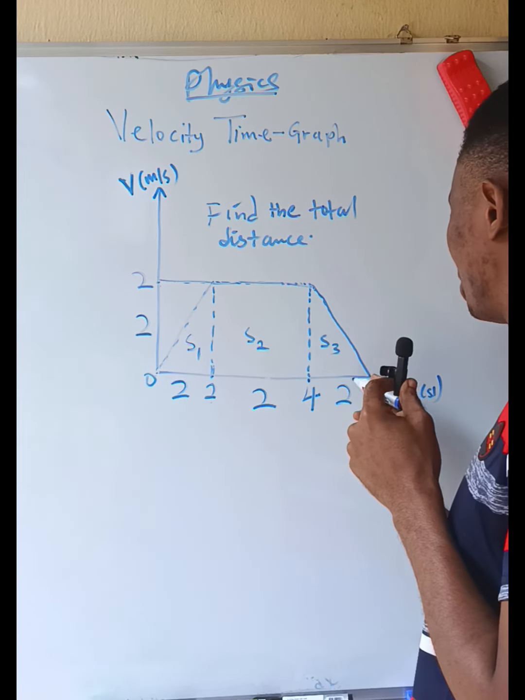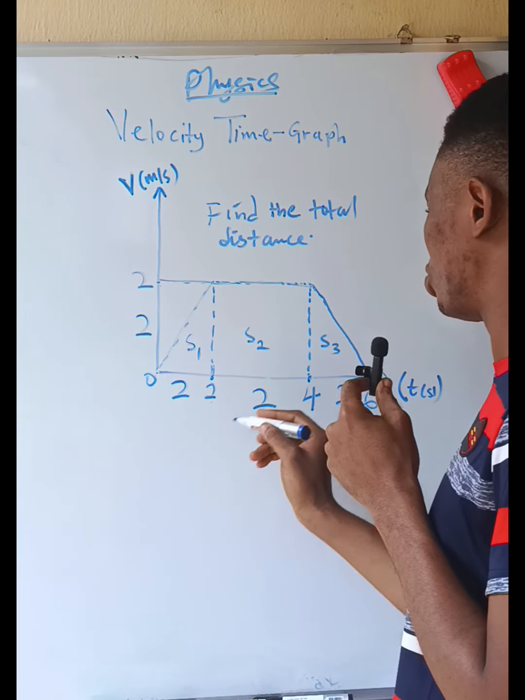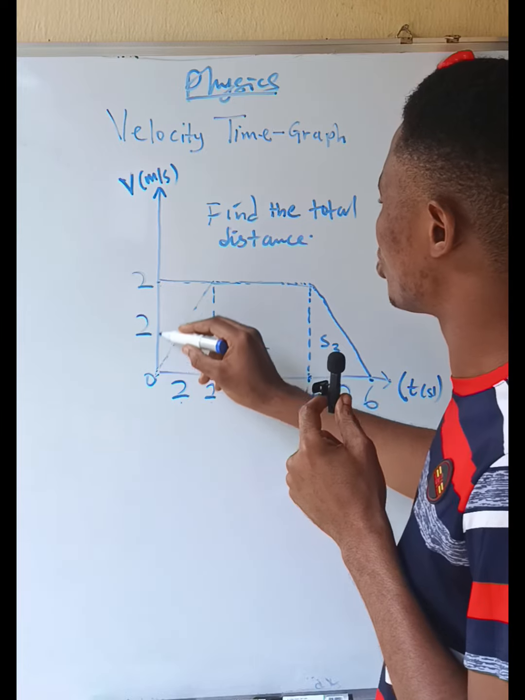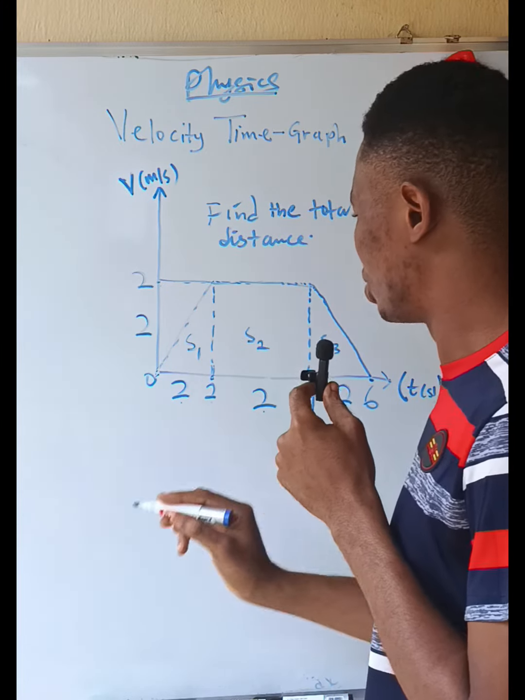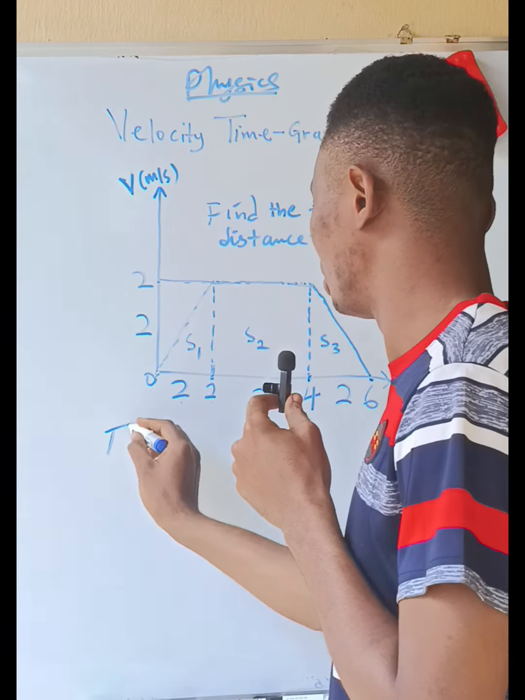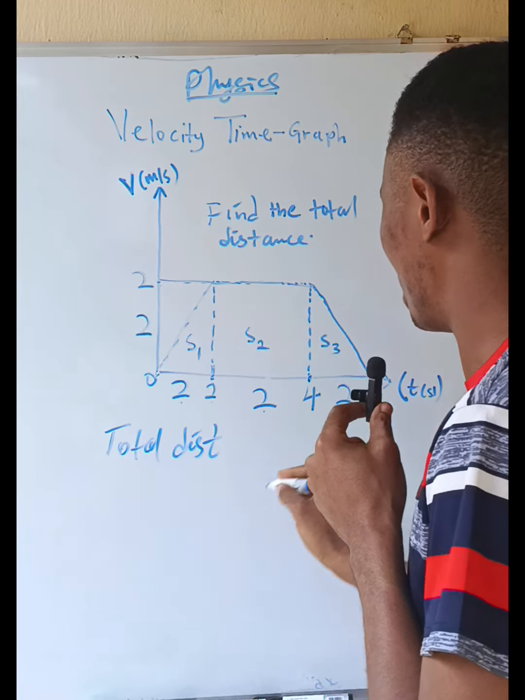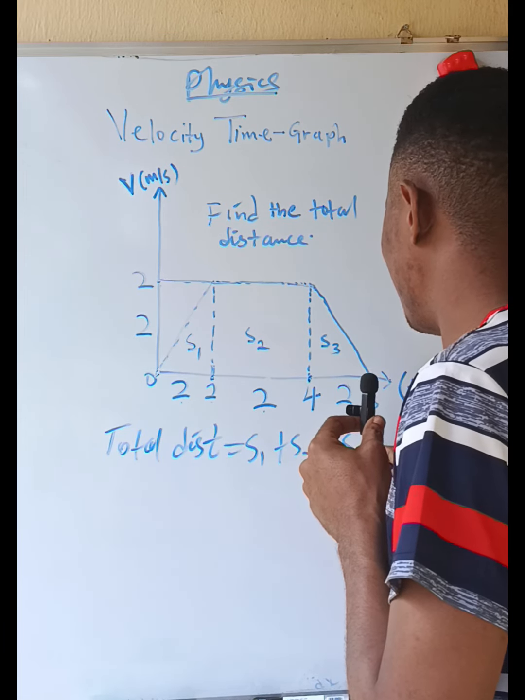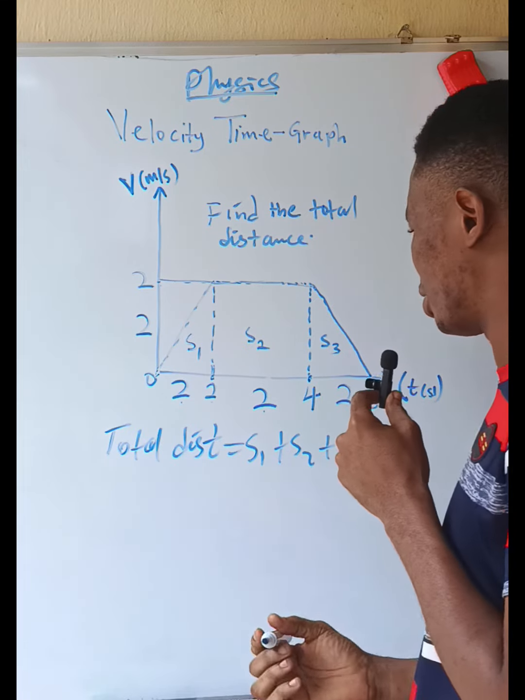Meaning the distance from here to here is 2. Then the distance from here to here is 2. Then the distance from here to here is 2. Then the height from here to here is 2. So let us consider the phases. Let's just do it like this. Total distance equals S1 plus S2 plus S3. So we have to find the area of S1, area of S2, area of S3.